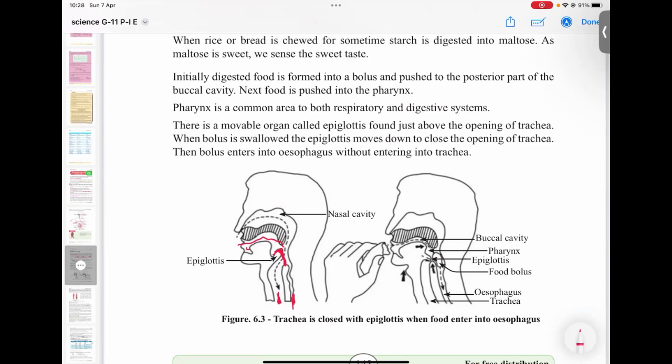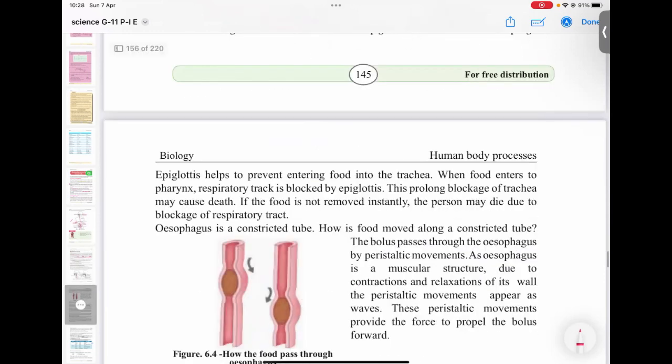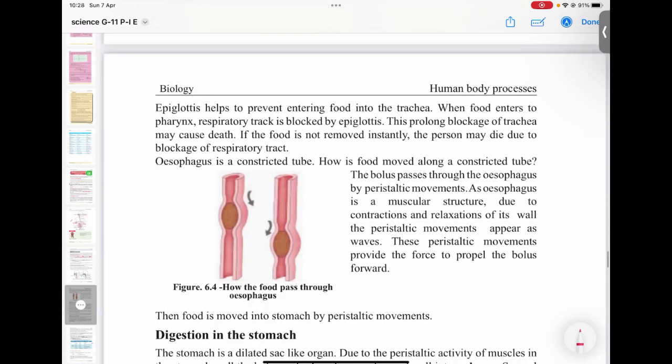So now it is in the esophagus. The esophagus does not help in digestion or anything. It's like a passage that allows the bolus to go inside the stomach. But we have something special about the esophagus. The esophagus is like a constricted tube. Whenever the food is going, it will dilate.